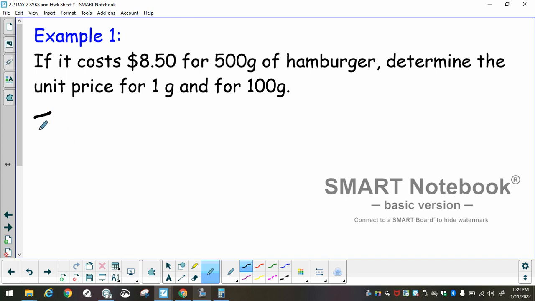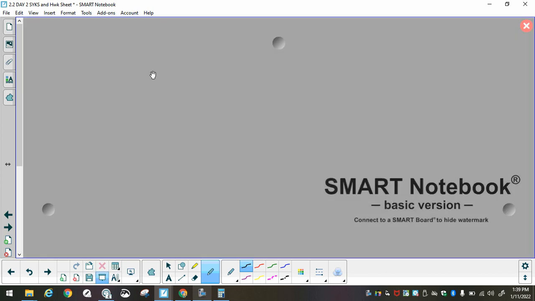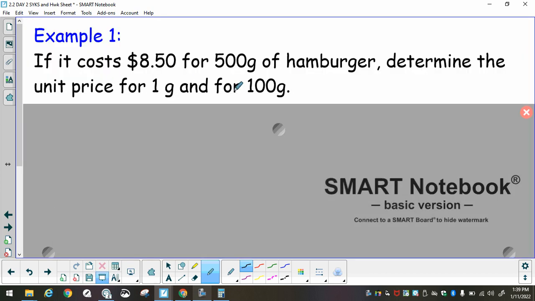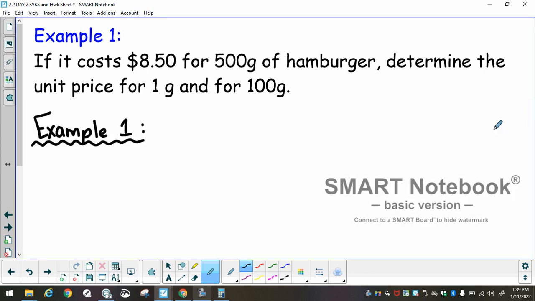Okay, so in your notebook you can jot down example 1. This is not out of your book, so I would copy. If we were in class, I would give you a minute to copy this question. So please copy. You can pause your video to copy it. So if it costs $8.50 for 500 grams of hamburger, determine the unit price for 1 gram. That's what we just did. And then also determine the price for 100 grams.